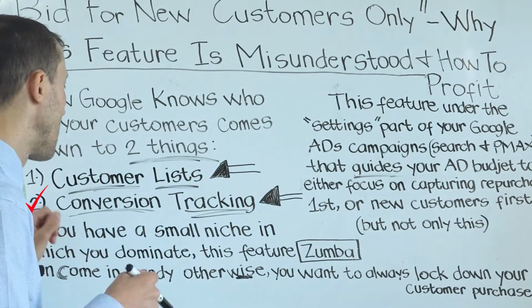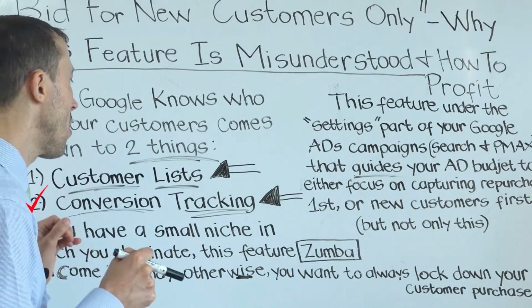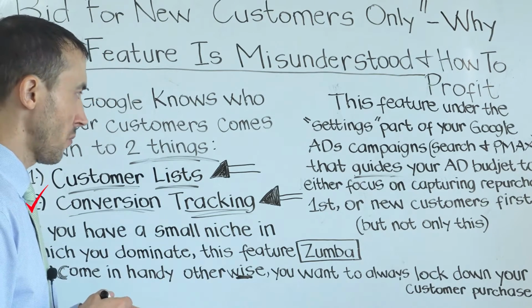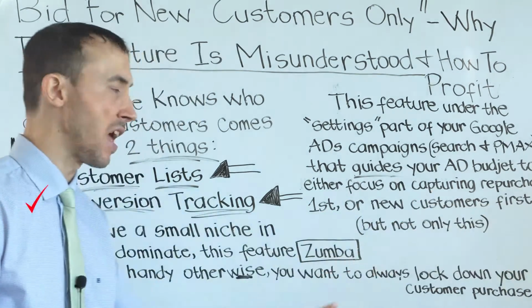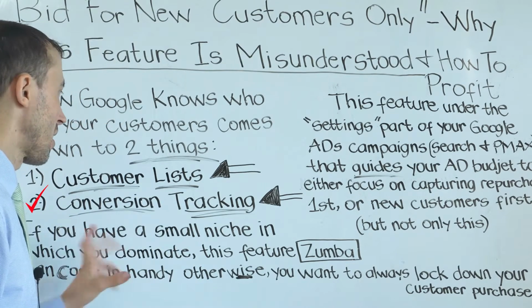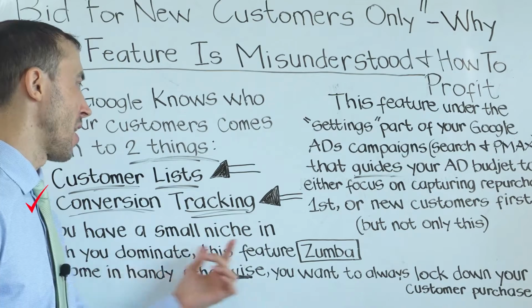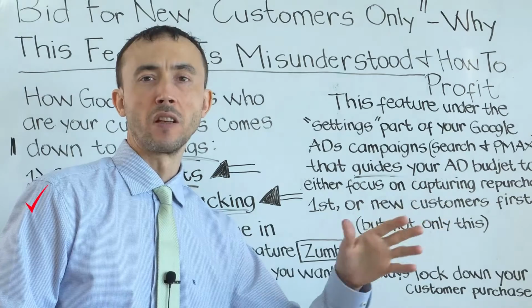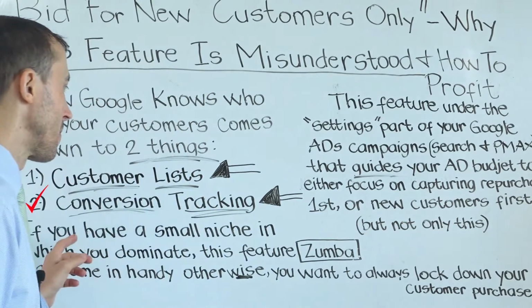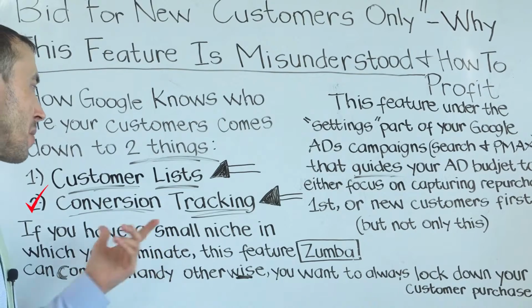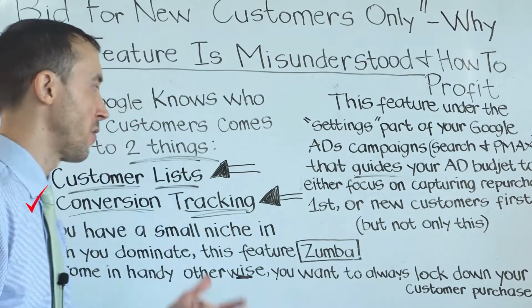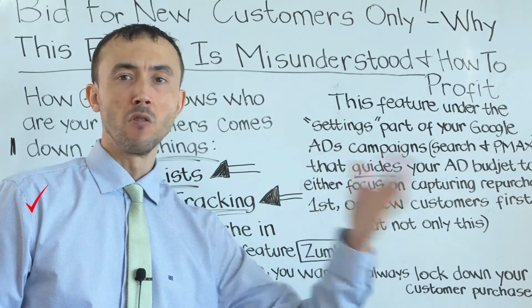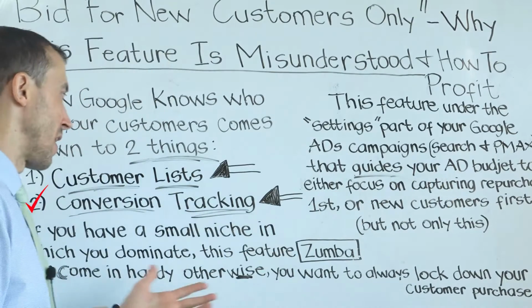Okay? Now, to give you an actual use case where focusing on new customers only would come in handy. To give you an explicit example, we had Zumba, which is an aerobics type class. You probably heard of it before. This is a big brand in a smaller niche, okay? If you're in a small niche like this, and you dominate that niche, we're talking about you owning 50+% of the market, okay?